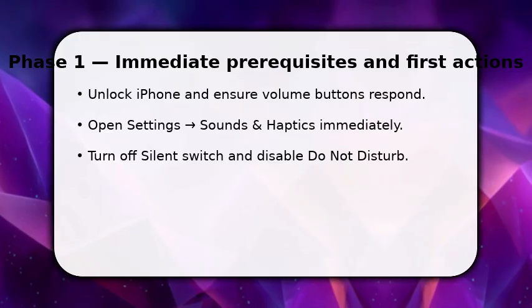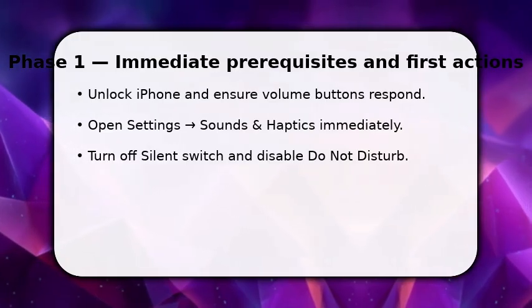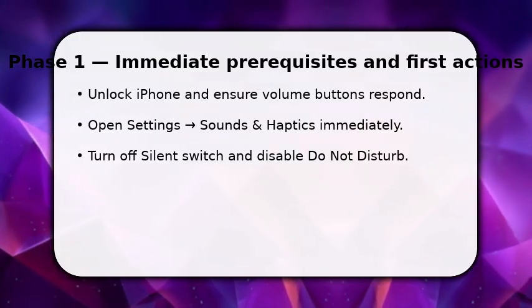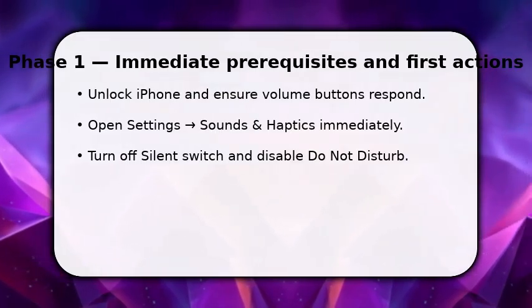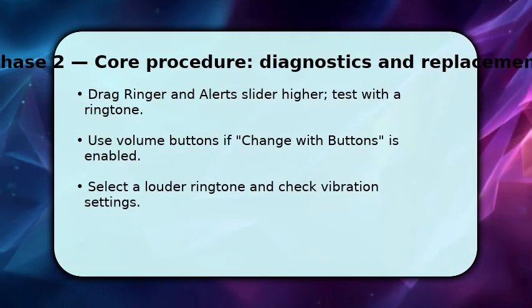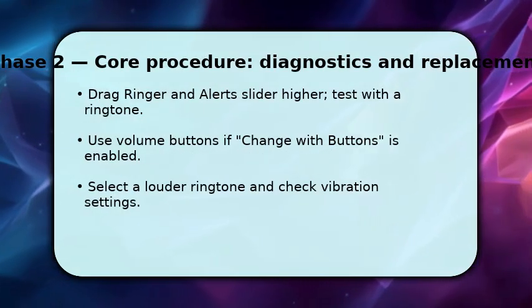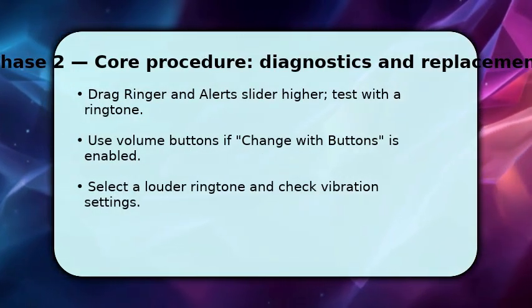Make sure Attention Aware is off on Face ID models because it can lower volume automatically when you look at the screen. Move to the next step when you see the slider. You now raise the ringer and alert slider toward the right and press play to preview. This directly increases call loudness.